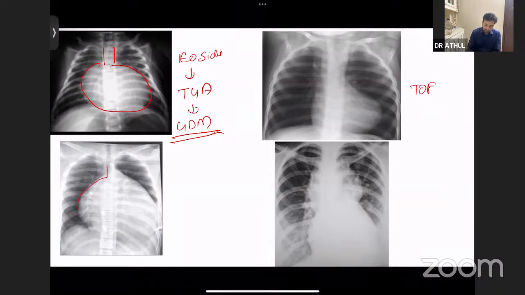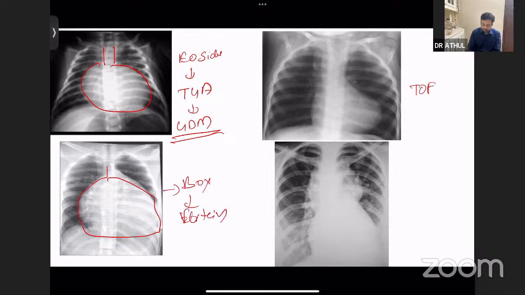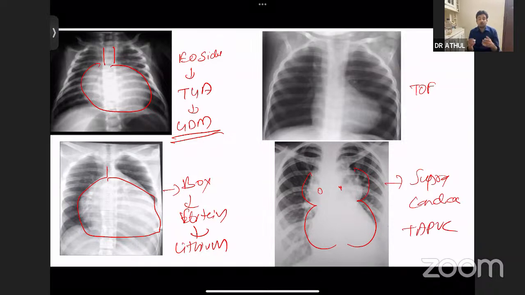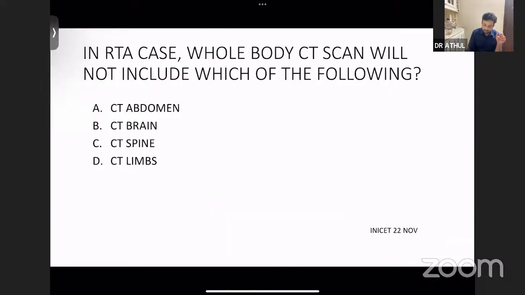Another, this is a large box-shaped heart seen in Ebstein's anomaly, which is seen usually in lithium toxicity. Okay, this is another classical snowman appearance seen in supracardiac type of TAPVC. All these are very, very important. You should remember. You should see these images before you go to the exams, because it has been asked multiple number of times.